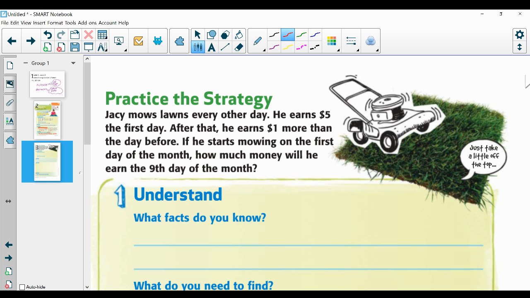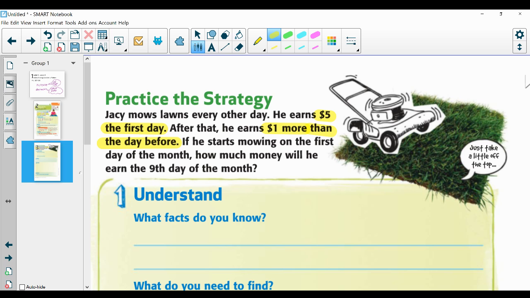Let's grab our highlighter. Remember, you can underline with your drawing tool if the highlighter won't let you see through it. Okay, so Jason mows lawns every other day. He earns $5 the first day. After that, he earns $1 more, not just $1, $1 more than the day before. That's really important. If he starts mowing on the first day of the month, how much money will he have on the 9th day of the month?